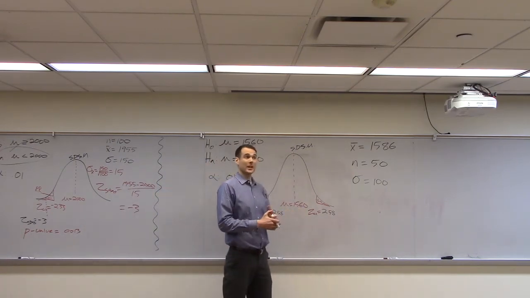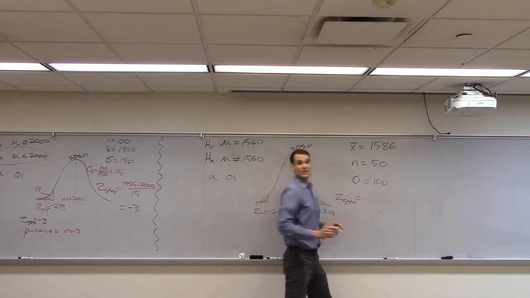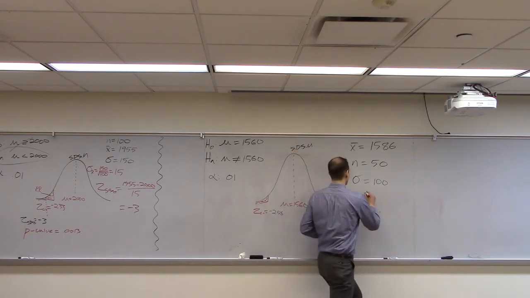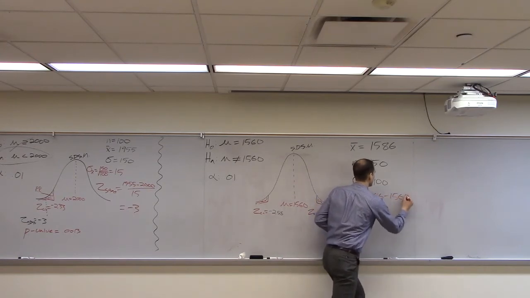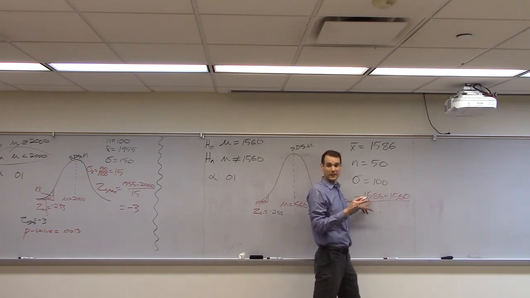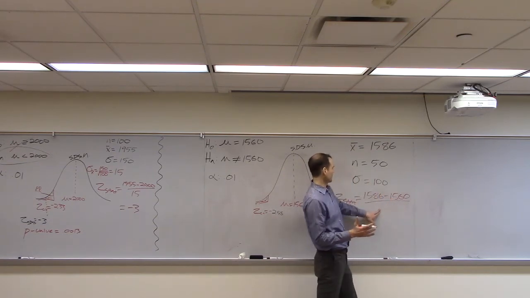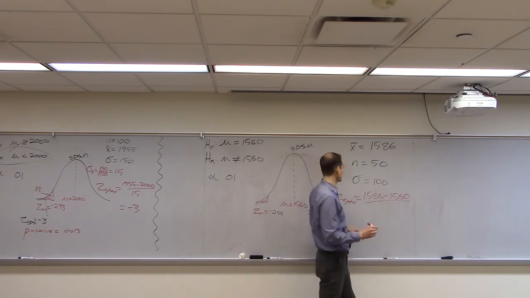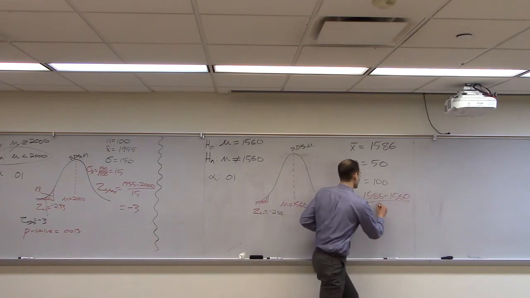All we need now is our test statistic, our z-stat. And this is the same as we did before. 1586 minus 1560. That's how far above the mean our sample is. But is that a big number or a little number? Well, it depends. If it's several standard deviations, it's a huge number. If it's only one standard deviation, it's not such a huge number. So our standard deviation of the sampling distribution of the sample mean was 14.14.